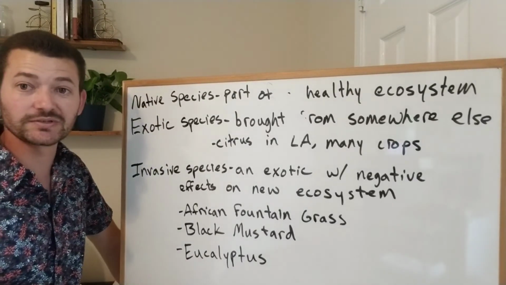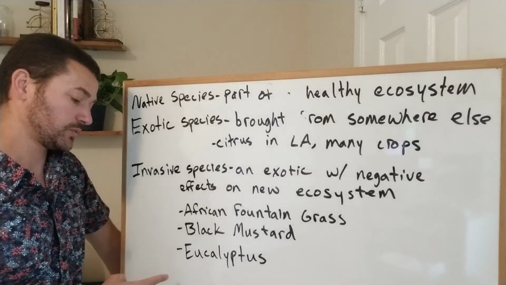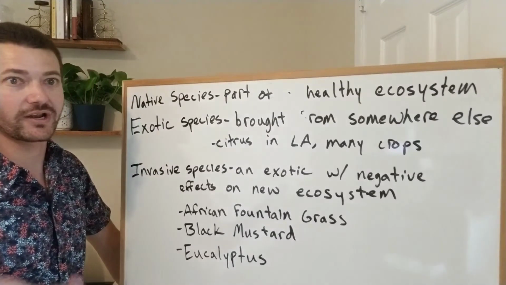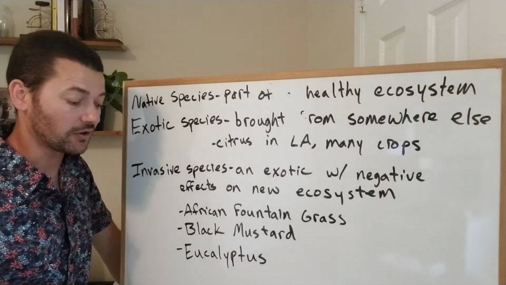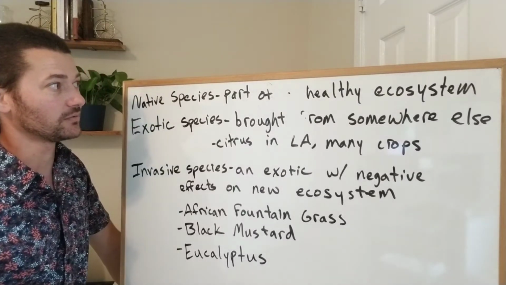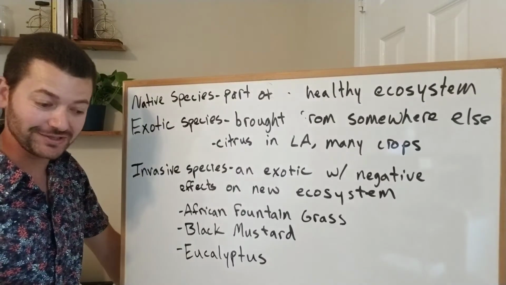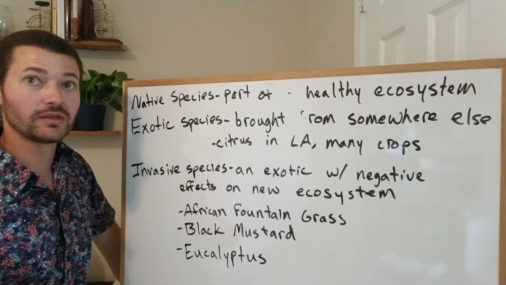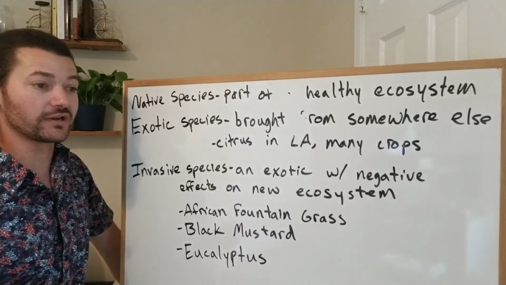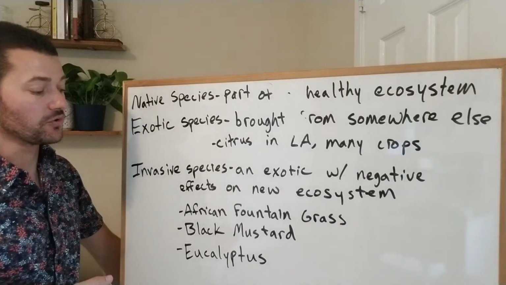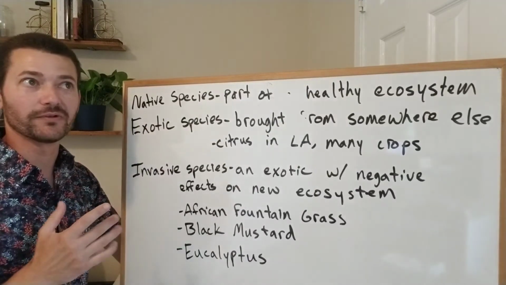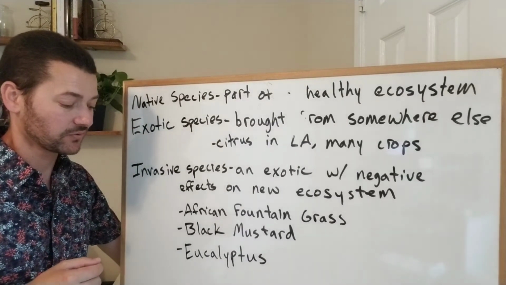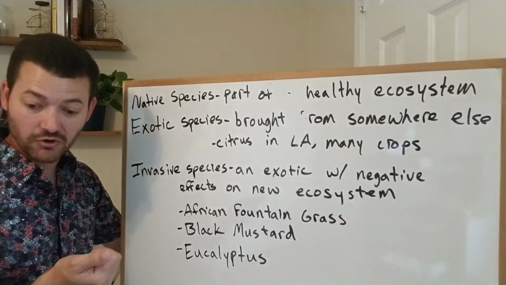Eucalyptus is interesting. This is from Australia. Eucalyptus was brought in by Californians as a tree that grows really quickly, is drought tolerant, and they used it as a windbreak between farms. And so, okay, that's all helpful things for early citrus ranchers around Southern California. You need trees that grow fast.